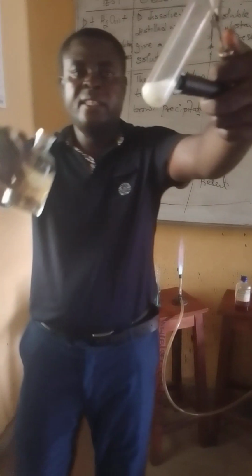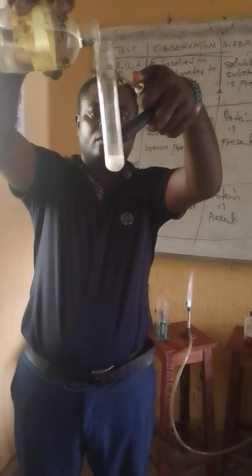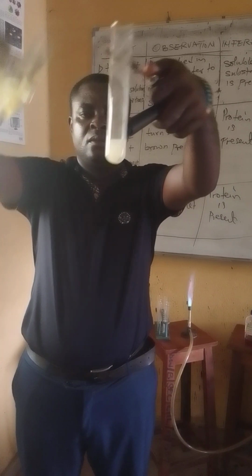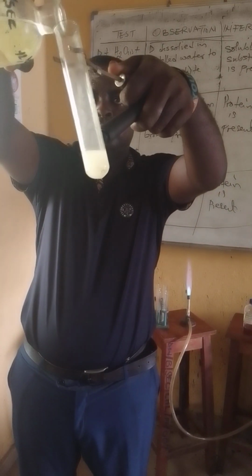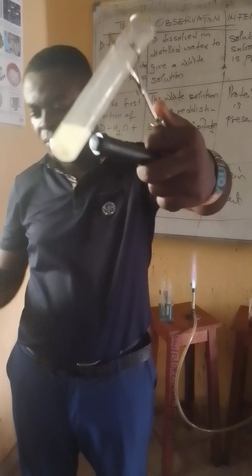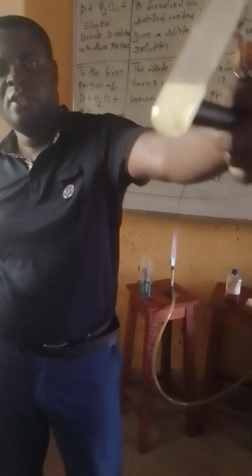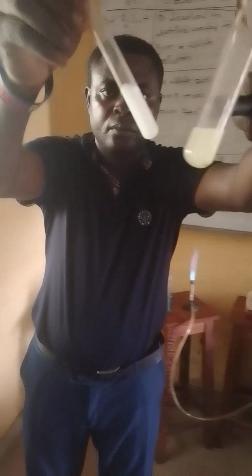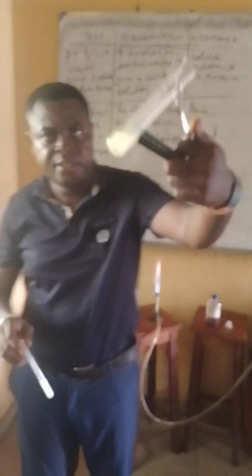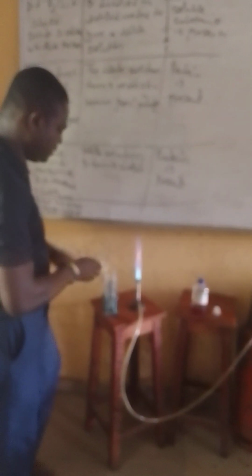What's the color you are seeing here? It is white. Can you see pale yellow color? Is it still white? No. Check very well. Let's compare with this. Can you see white? Can you see yellow? Yellow color, yellow precipitate. Then let's see the result of heating. When we heat it.